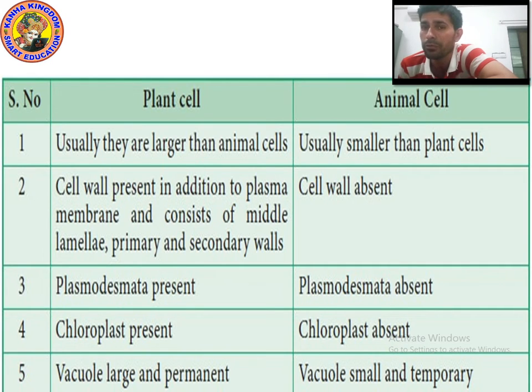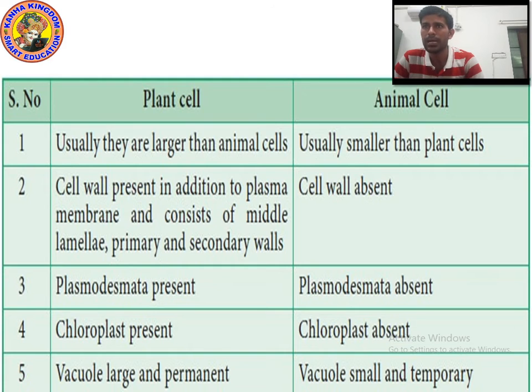Now next difference, point number 2. In plant cell, cell wall is present in addition to the plasma membrane and consists of middle lamella, primary and secondary wall. Cell wall is present in a plant cell and consists of 3 layers, but in animal cell the cell wall is absent.